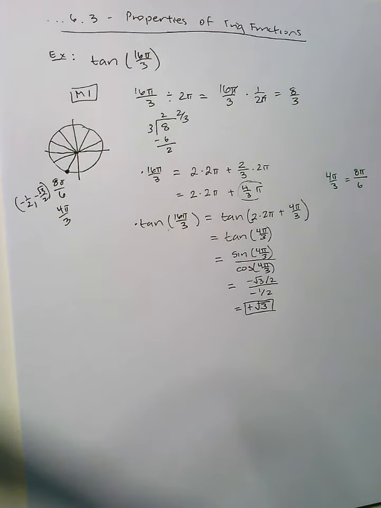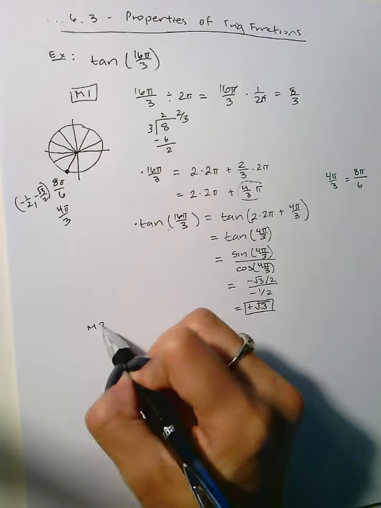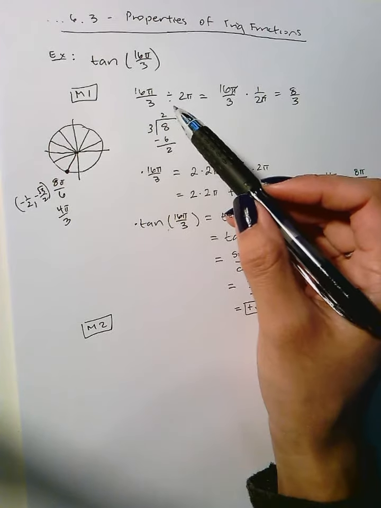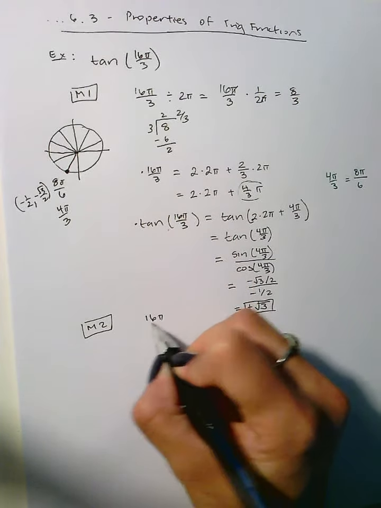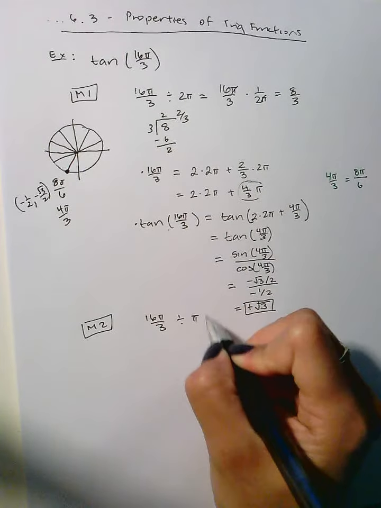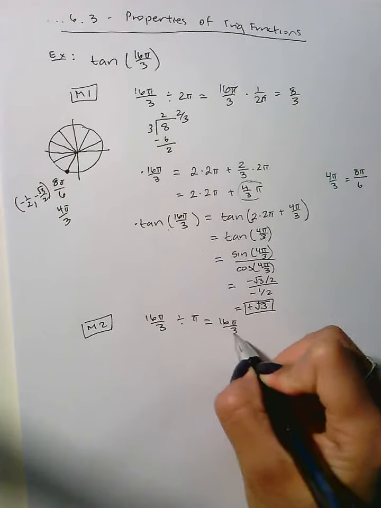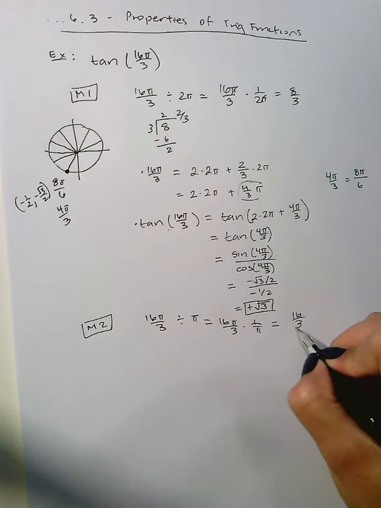So that's one method. Another method is to use the period for tangent. So let's call this method 2. And we're going to use that same idea. How many times does it go around within this period? So 16 pi over 3 divided by pi, because again, pi is now the period, is equal to 16 pi over 3 times 1 over pi. So this gives me back 16 over 3.